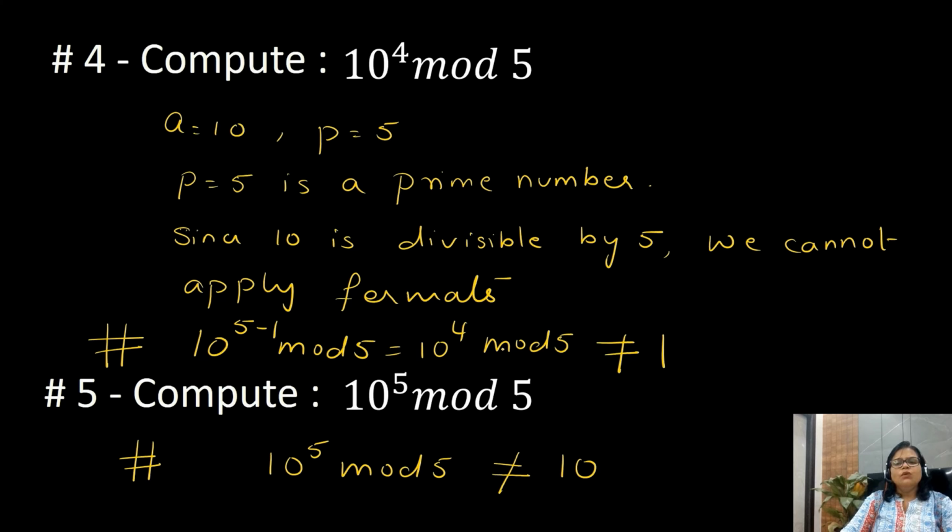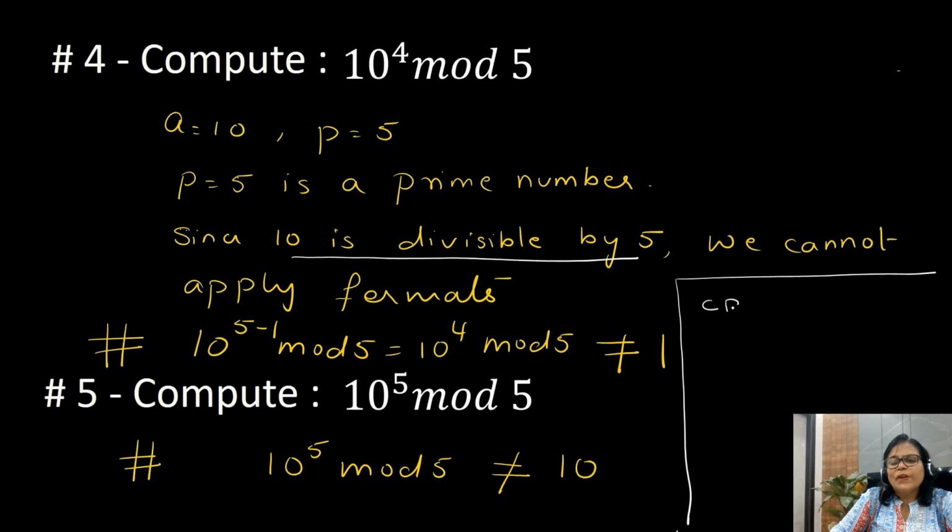You cannot use Fermat's theorem or alternate Fermat's theorem to solve this question, because though P is a prime number, 10 is divisible by 5. What is the condition for Fermat's theorem? A should not be divisible by P. Now how do I know that 10 is divisible by 5?